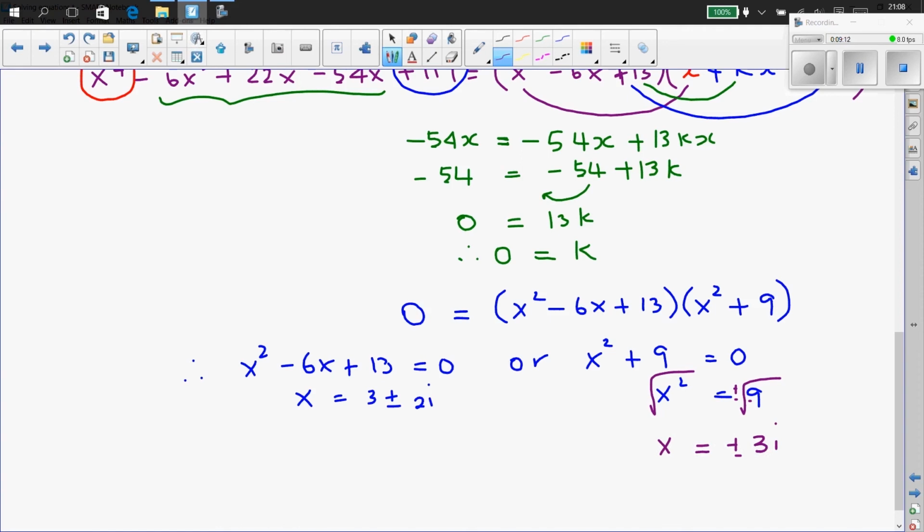So this polynomial will yield 4 solutions. 2 of them are 3 plus or minus 2i, and the other 2 are x equals plus or minus 3i. So we have 4 complex solutions.